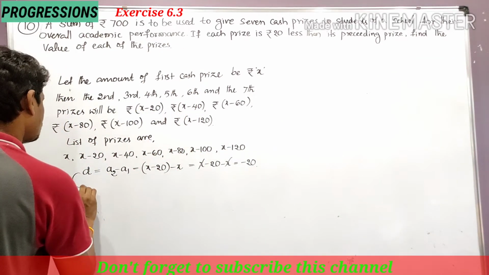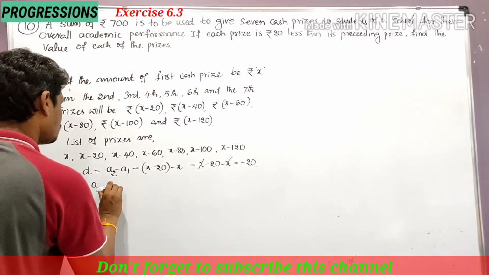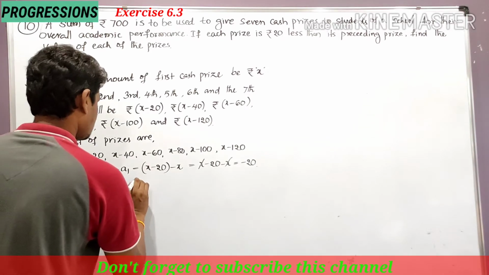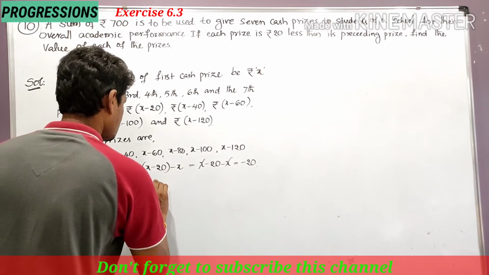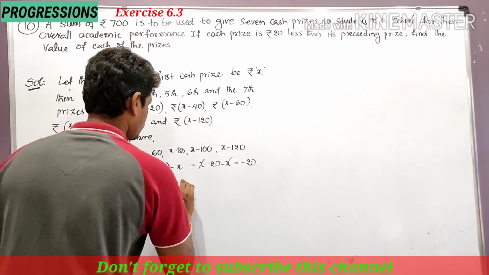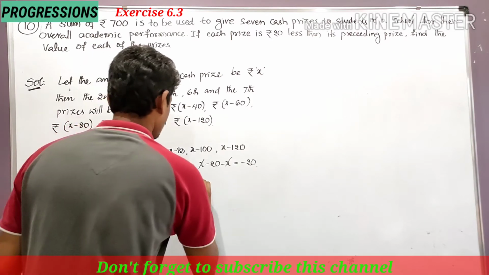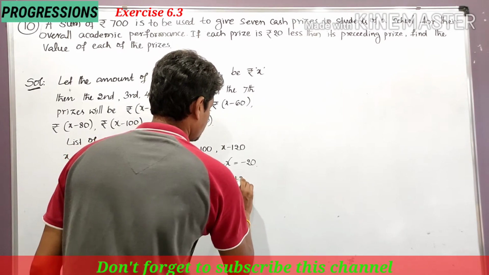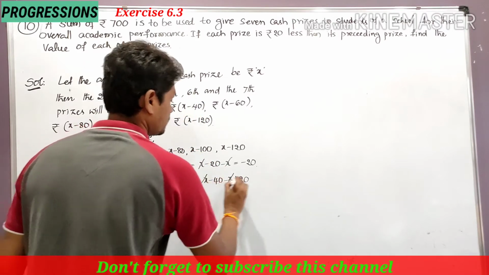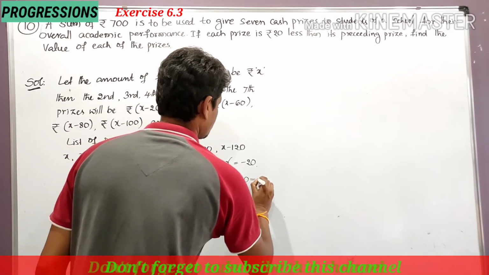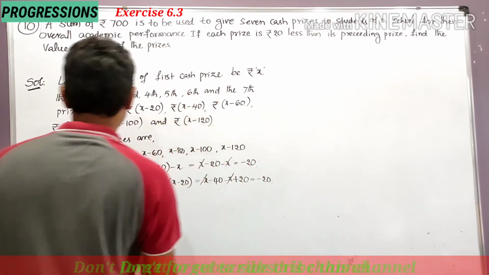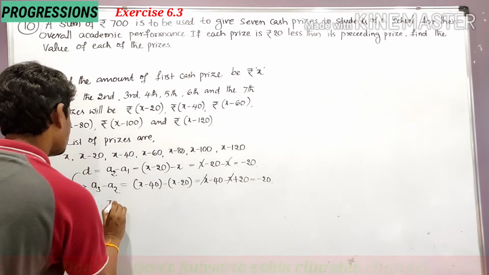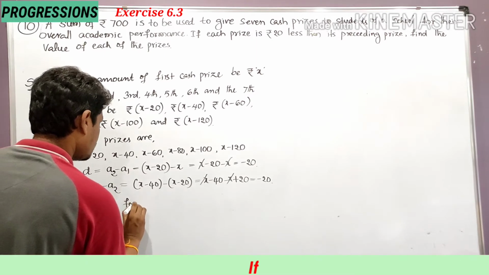In the same way, how do we find a3 minus a2? Here a3 is x minus 40 and a2 is x minus 20. So it becomes x minus 40 minus x plus 20. Minus x plus x gets cancelled, and minus 40 plus 20 is minus 20. Therefore it forms an AP.